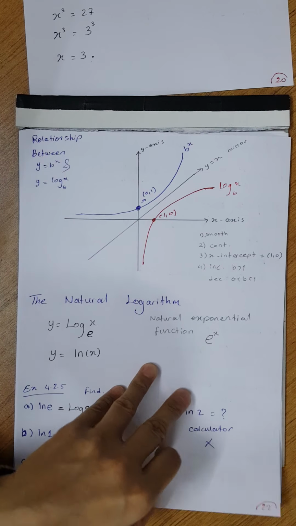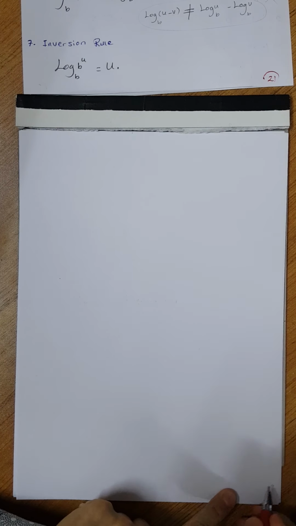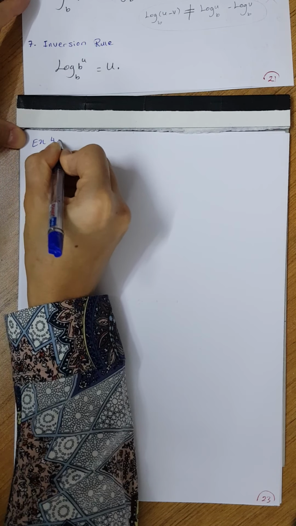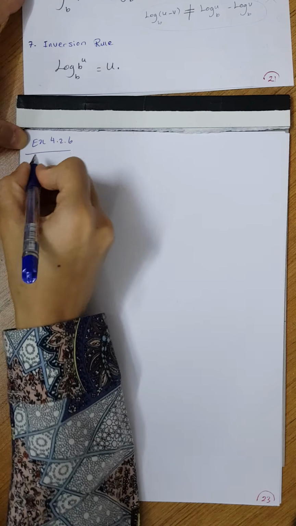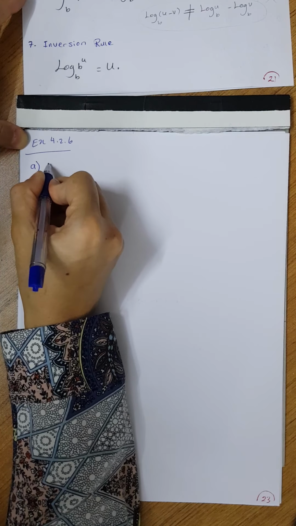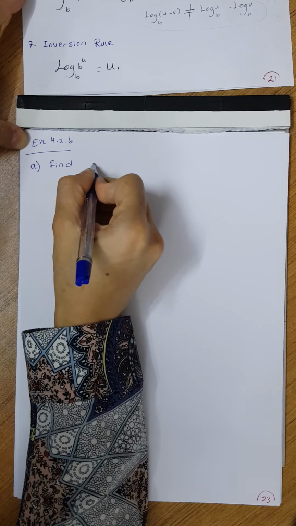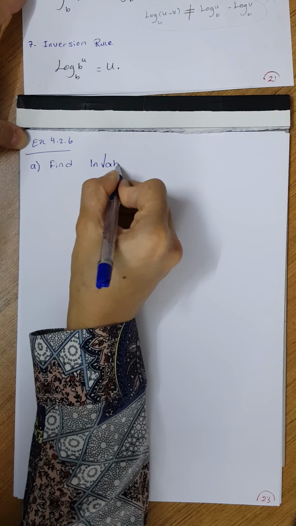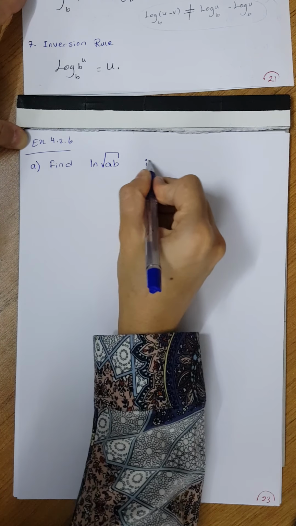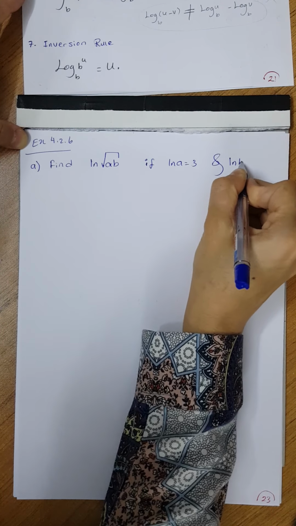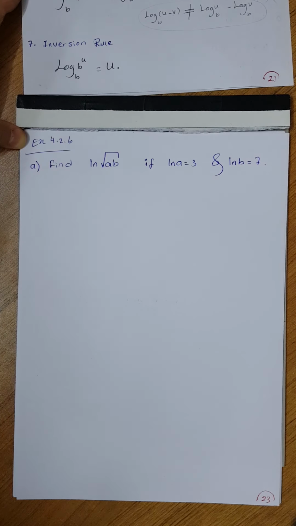now we are given another example. That was page 22. Example 4.2.6. We have got 3 parts in that example. The first one, it says find ln of square root of a multiplied by b if ln of a is equal to 3 and ln of b is equal to 7.